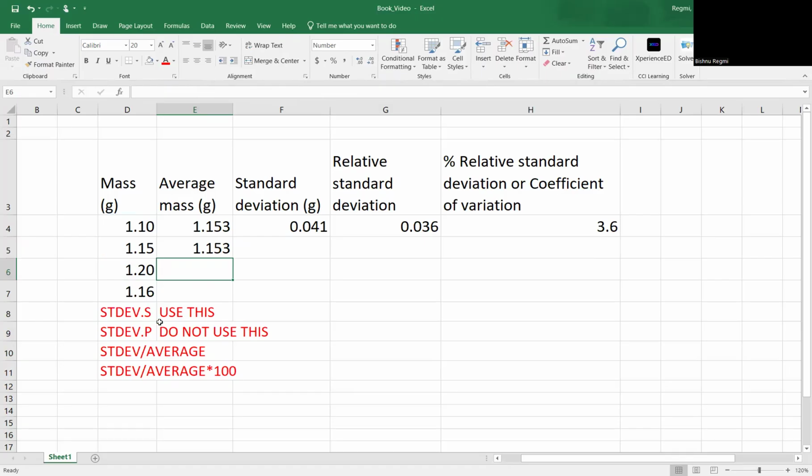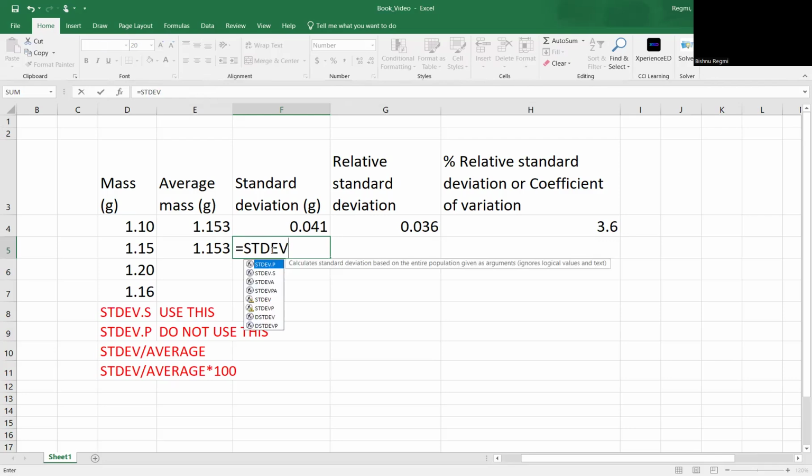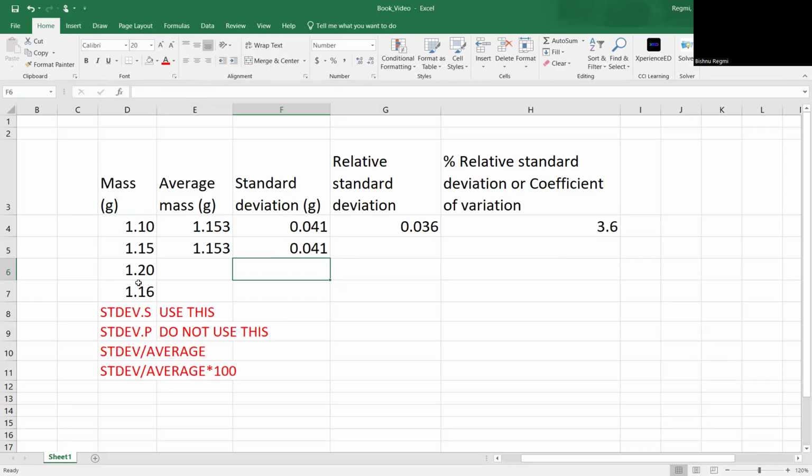Next, we calculate the standard deviation. And for that, we use equal and then type STDEV.S and parentheses. And again, select these four values and close the parentheses and hit enter. You get the standard deviation, and standard deviation has the same unit. So now I want to remind you that do not use STDEV.P here. This code is for population and ours is sample.